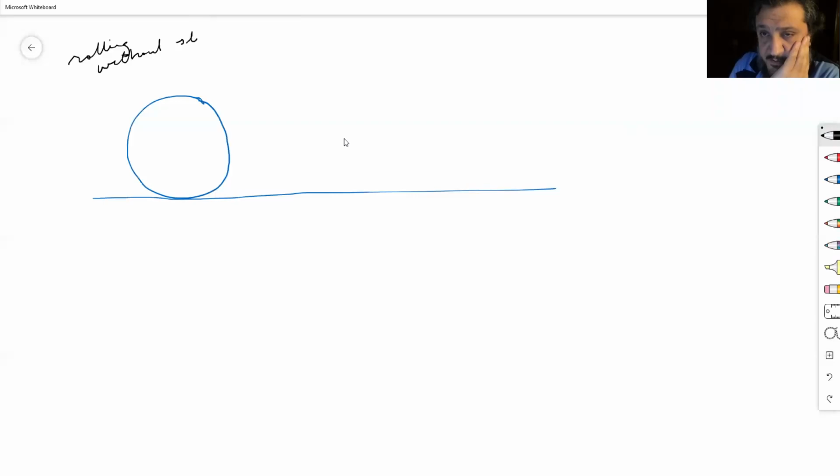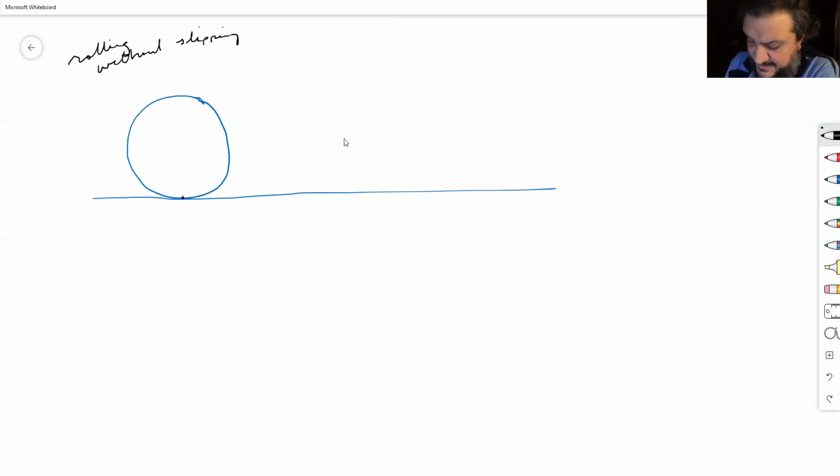Without slipping, which means the contact point here is not rubbing against the surface, okay? At that contact, that point has zero velocity. It's not moving with respect to that point, okay? That's stationary at that instant. That's what rolling without slipping really means.